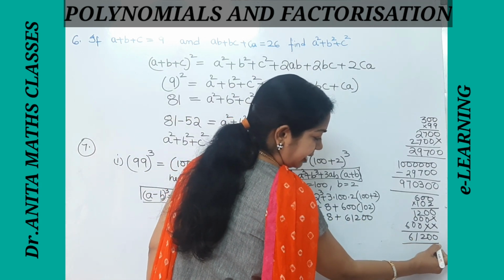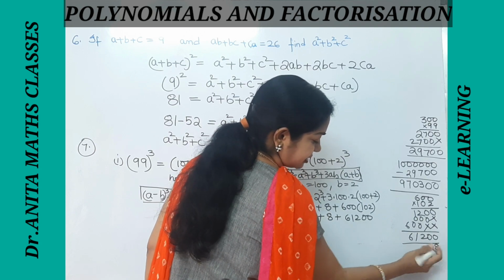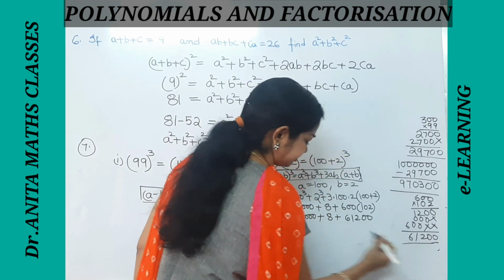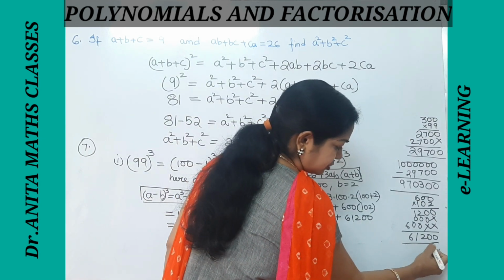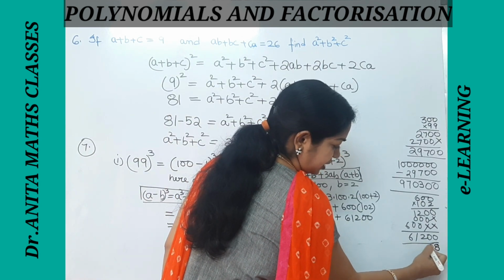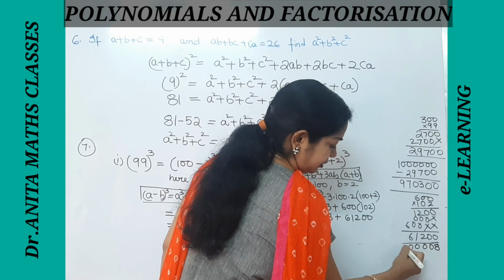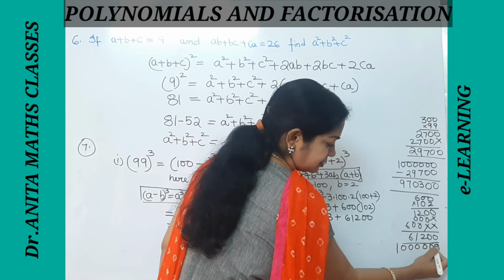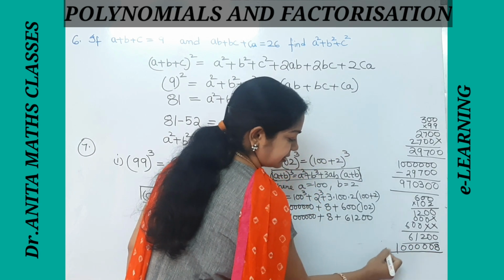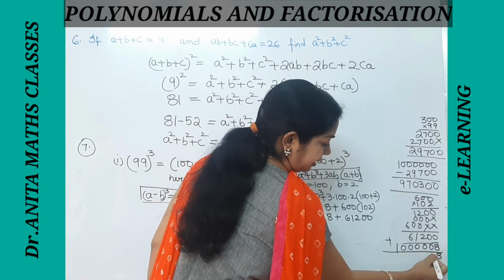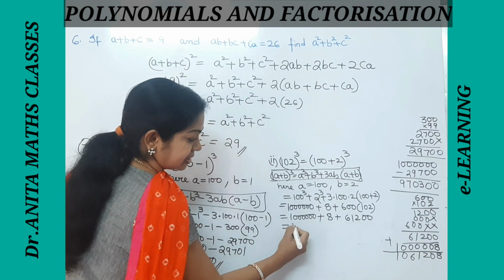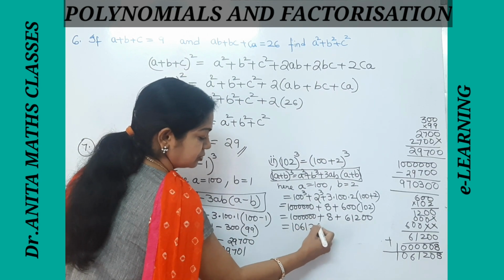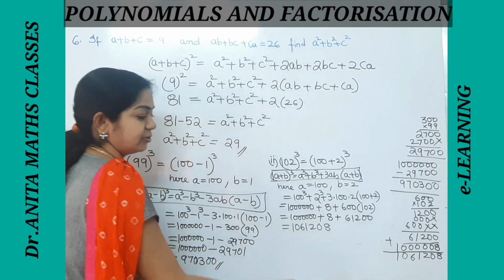Here we have to add 8. Let me take 1 followed by 6 zeros plus 8. So here 8, 1, 2, 3, 4, 5. Why 5 zeros? Because the last one is where I've added 8. So let us add this. 1000008 plus 61200 gives 1061208. That is the final answer. If you add, then you get it.